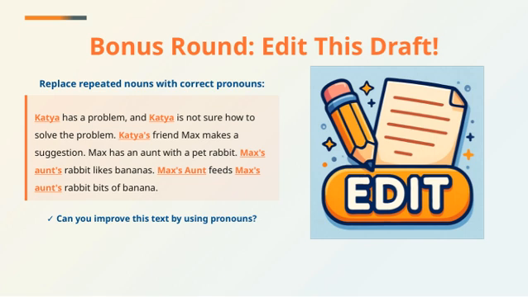For example, instead of saying, Katia has a problem and Katia is not sure how to solve the problem, we can say, she has a problem and she's not sure how to solve it. And instead of Max makes a suggestion, we can say, he suggests something. Using pronouns helps us connect ideas smoothly and makes the story easier to follow. This approach also aligns with the overall goal of clear, concise communication that flows well. So, by replacing nouns with the correct pronouns, we make the text more engaging and easier to understand for our audience.